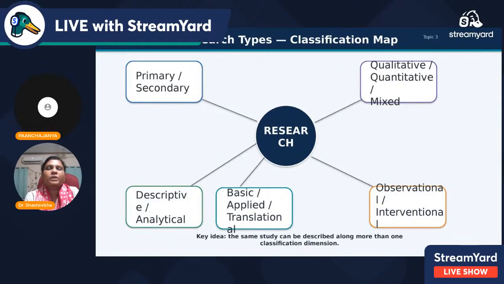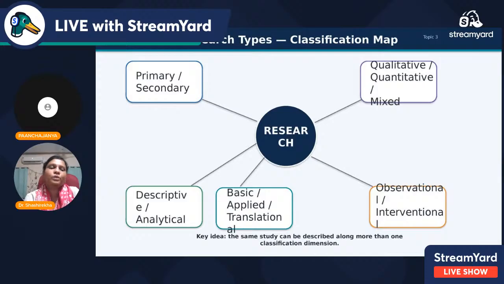Coming to the research types, you must know the difference between primary and secondary research, and what is qualitative and what is quantitative. In some areas, for example in pain management, you may describe the pain as mild, moderate and severe. You can't explain it like 5 number pain, 6 number pain, right? Hence it is called qualitative research.